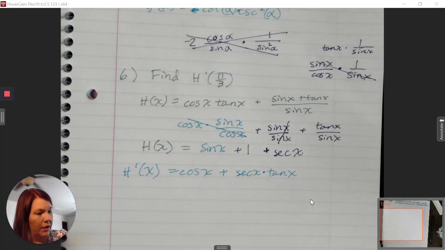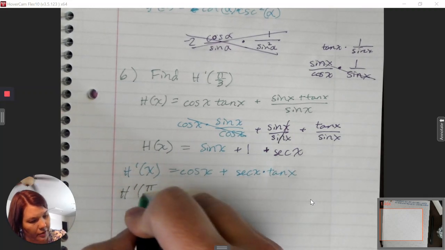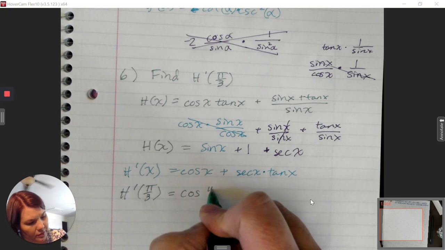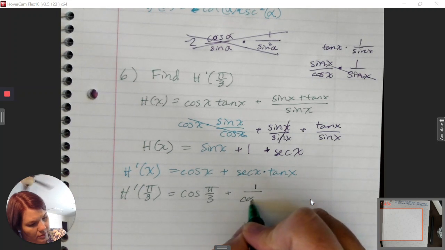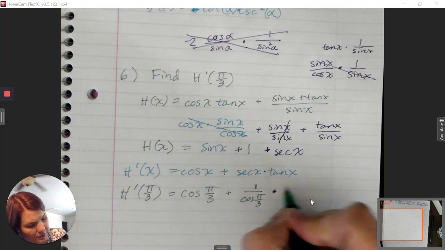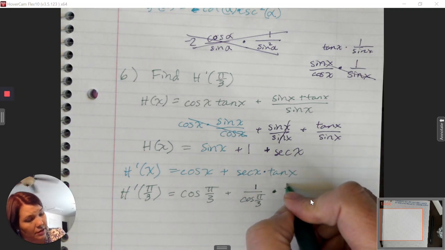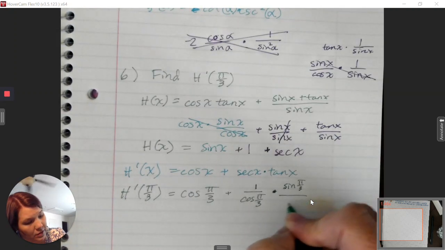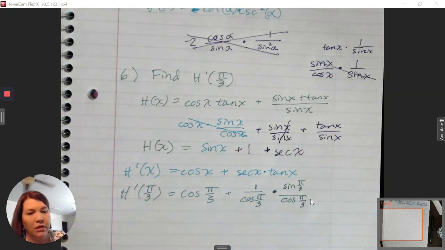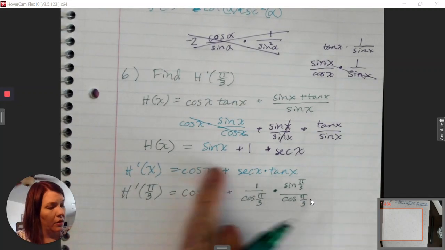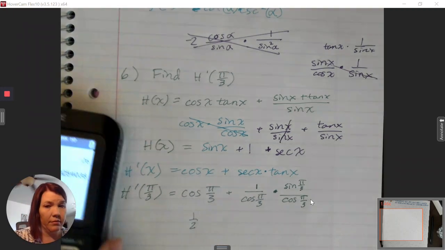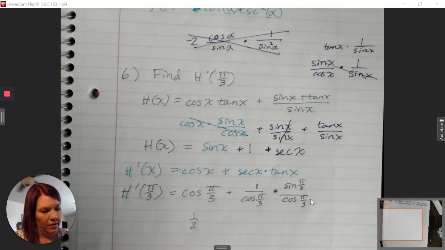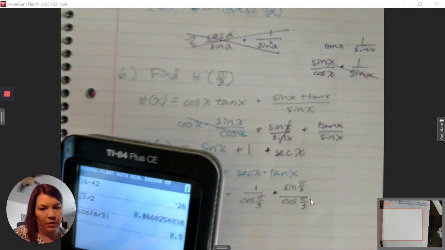So let's go ahead and plug in h prime of pi thirds. This will be the cosine of pi thirds. And then the plus secant, which is 1 over cosine, times tangent of pi thirds. And again, tangent is sine over cosine. And again, I'm changing these to things I know. So, cosine of pi thirds is 1/2. Just double check that on a calculator. Cosine of pi divided by 3. Okay, it's going to get blurry. Doesn't love it. So there's my 1/2.